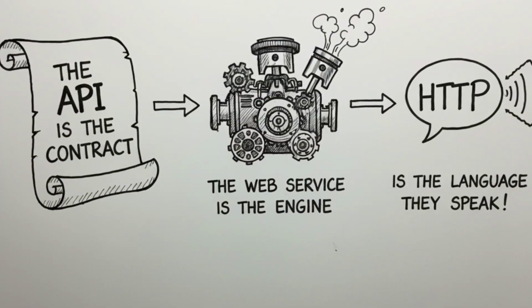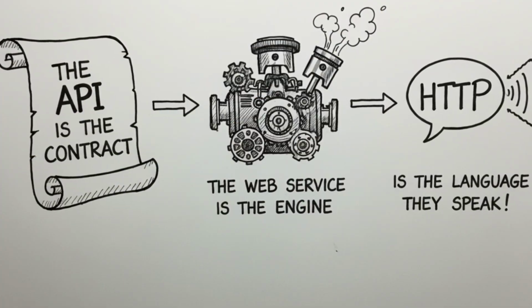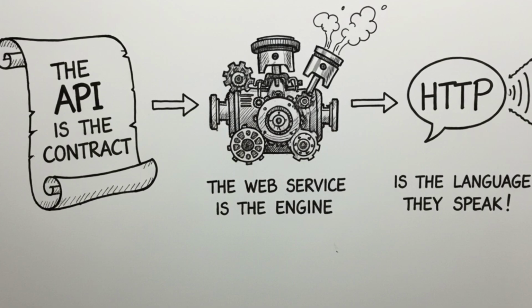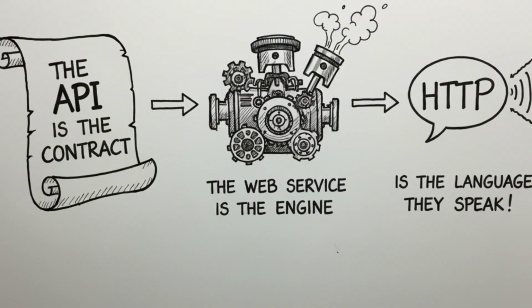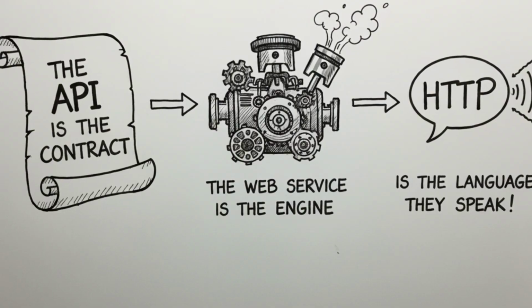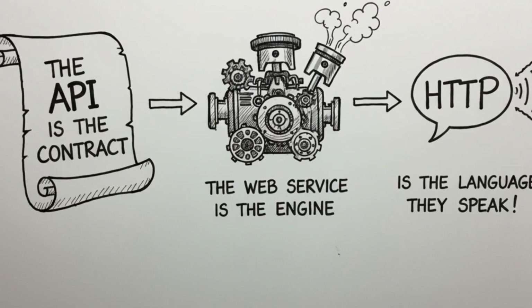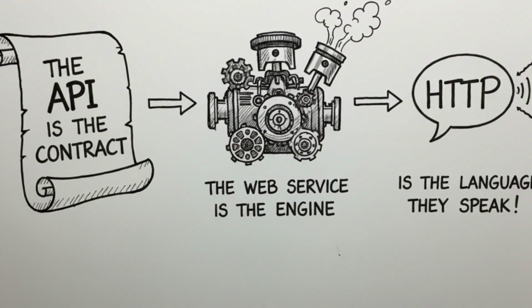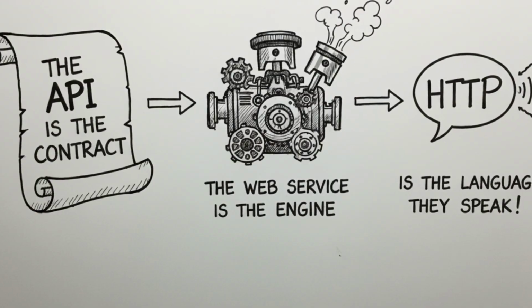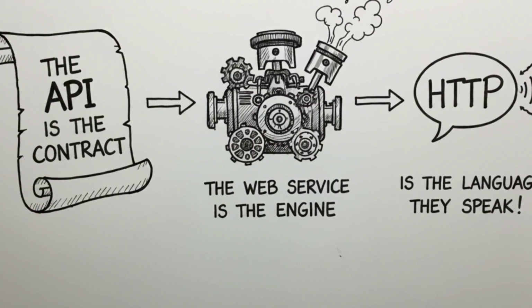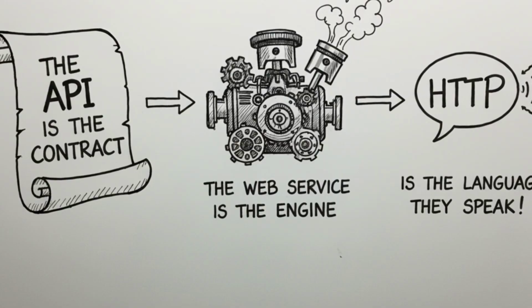Understanding HTTP isn't just a technical detail, it's central to product delivery. It is the language that makes your APIs work, and the status codes are the direct communication channel for service health. A well-performing, secure product relies on a clean, optimized HTTP conversation. The API is the contract, the web service is the engine, and HTTP is the language they speak.